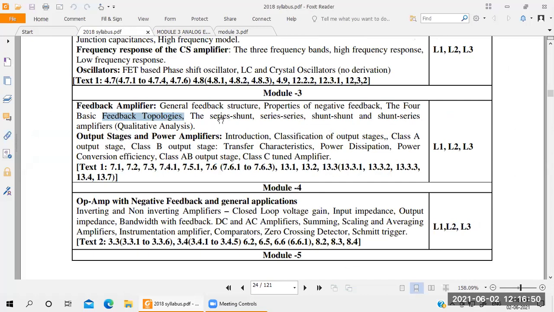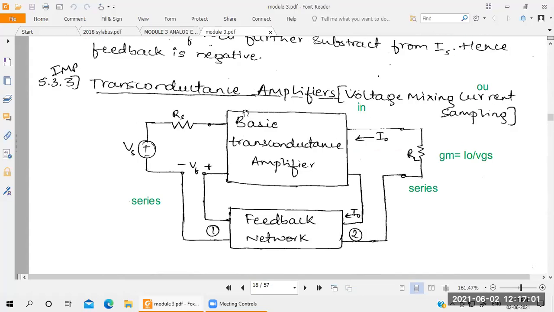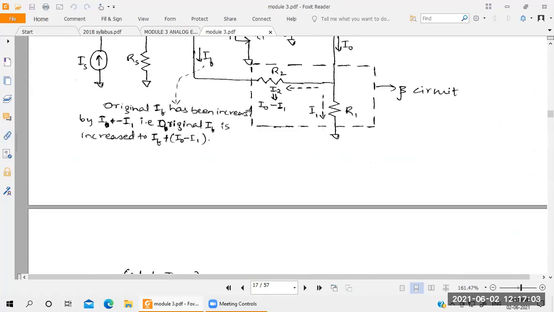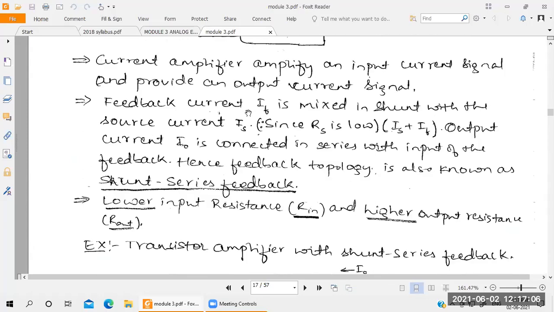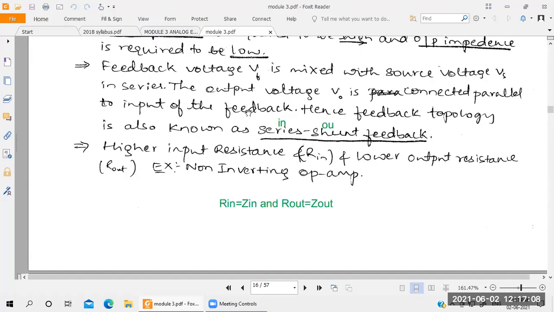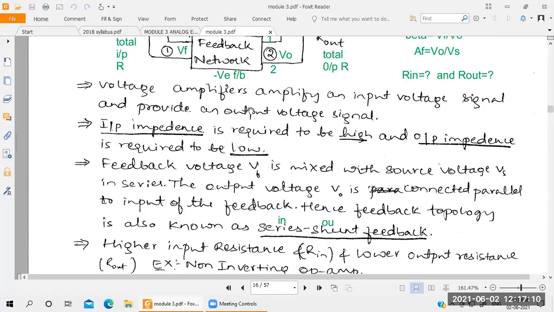Understood? So what is a series shunt amplifier? Just now I discussed, right? Voltage amplifier. Series shunt means it's a voltage amplifier.